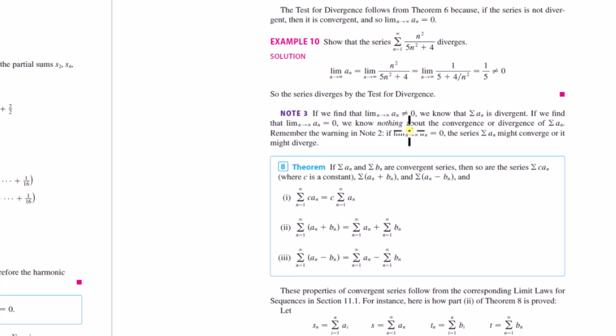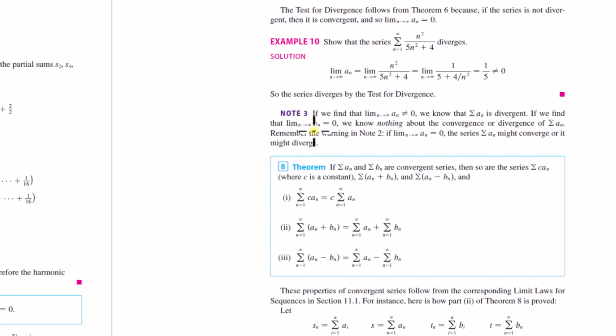Okay, yeah, if we find that the limit of the sequence is not equal to zero, we know for sure that the corresponding series is divergent. But if we end up finding out that the limit of the sequence is zero, then we don't know anything about the convergence, obviously. That's what we were just saying, but neither about the divergence, right? Because it still could be divergent.